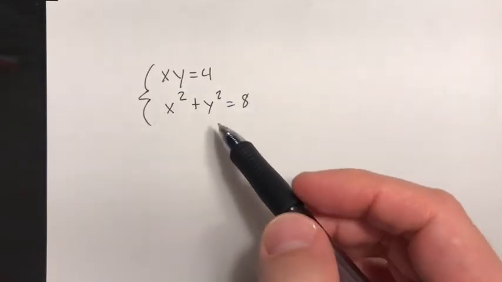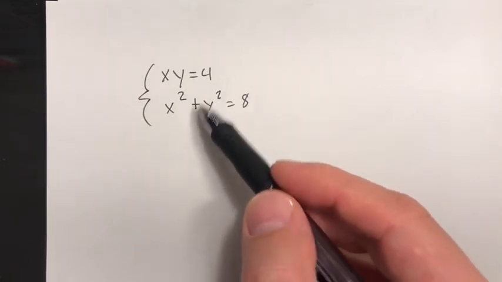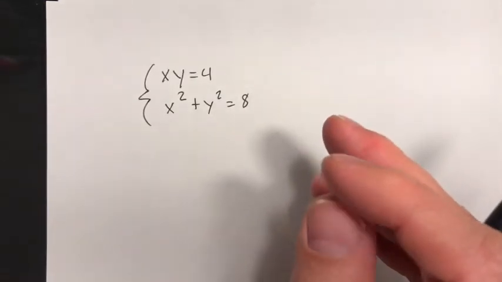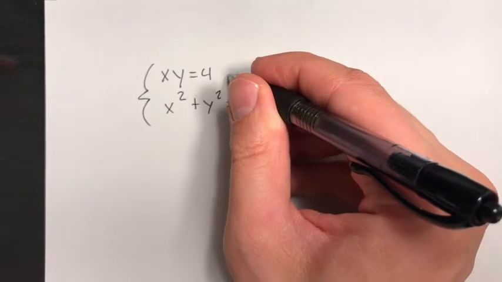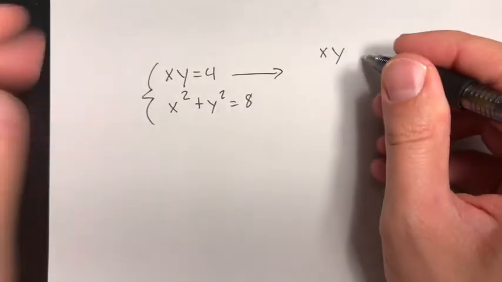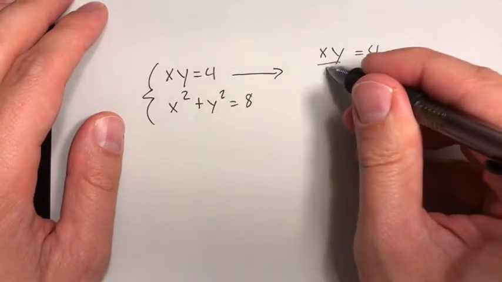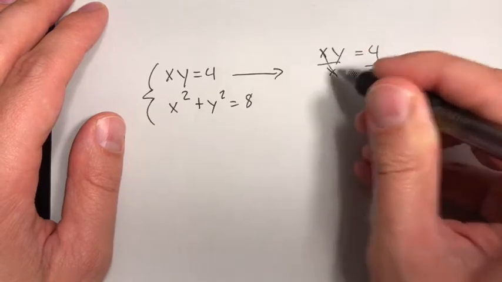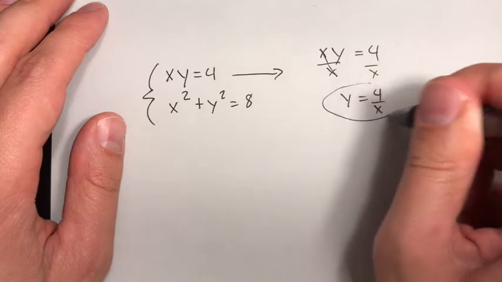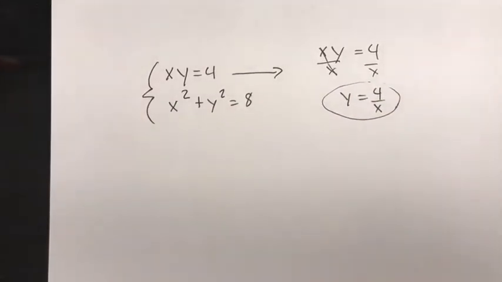Now, I know some of you might say, well, I could get this y squared by itself and then divide it or square root it, right? But that's going to create a plus minus, all this other stuff. I don't think that's a good idea. So what I'm going to do is use this equation here, and let's get y by itself. The way I'm going to do that is by dividing by x on both sides. Okay, so the x's cancel here, and I get y equals 4 over x. All right, so this would be the equation that I'm going to use to substitute into the other equation.